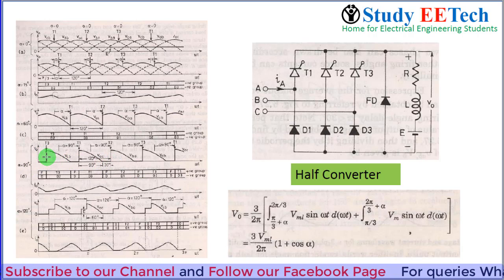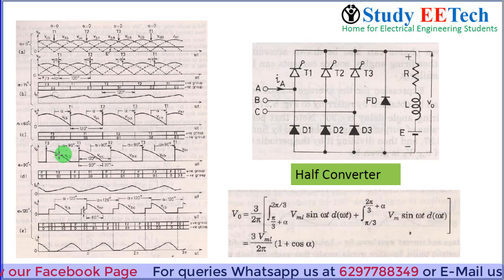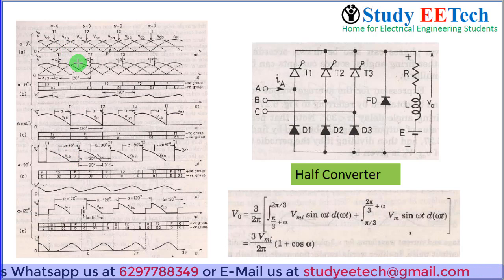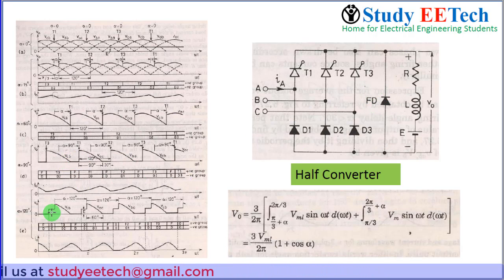If the firing angle is more than 60 degree, in this segment we would get the line voltage VCB, but VCB cannot be negative because the freewheeling diode is there. Zero voltage we will get at the output. And if the firing angle is 120 degree, we will get discontinuous conduction. Before the VCB occurs, there will be the E voltage, and there will be zero voltage when the freewheeling diode conducts. And this is the average voltage for the half converter.